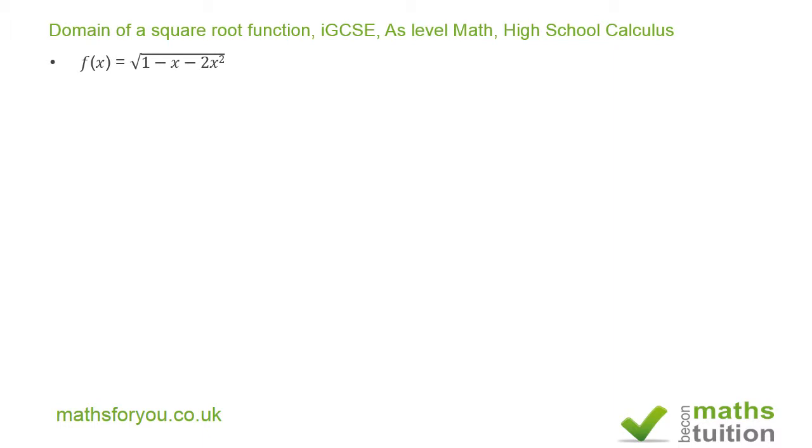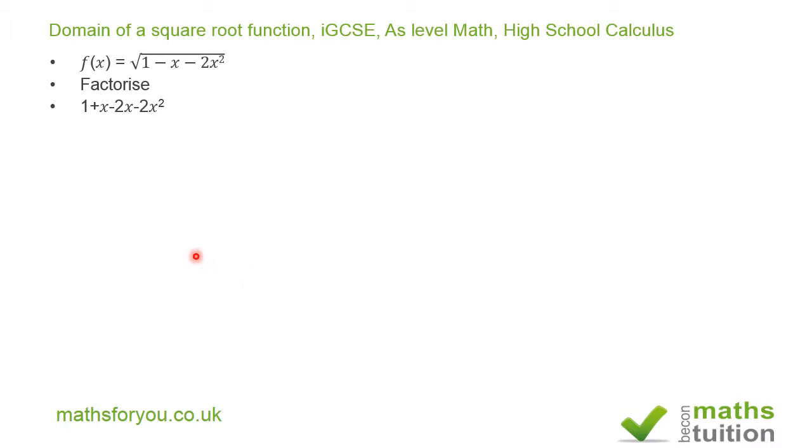In other words, we want to find the values of x for which we cannot have a negative number under the square root sign. So to do that, I need to factorize 1 minus x minus 2x squared. I need to do that first. To help me, I've written it down as 1 plus x minus 2x minus 2x squared. That makes it easier to factorize, well, for me anyway.